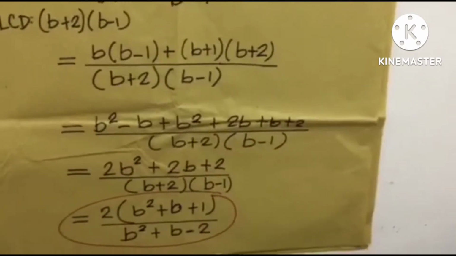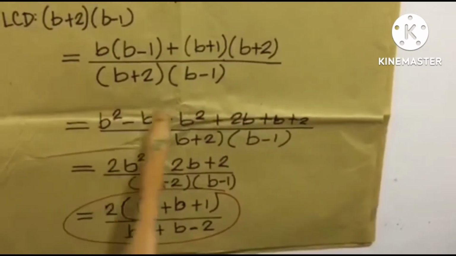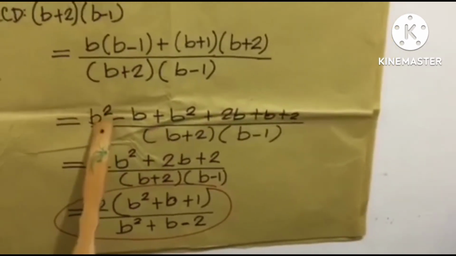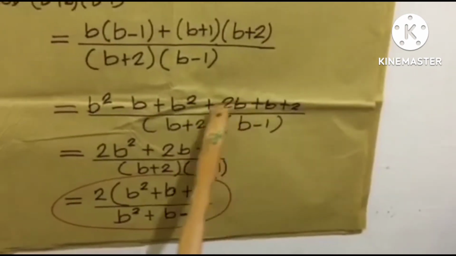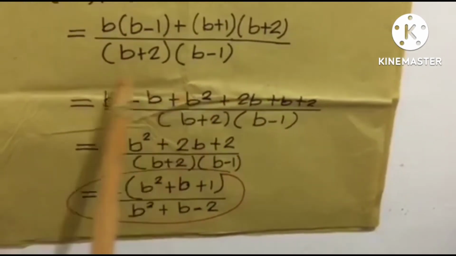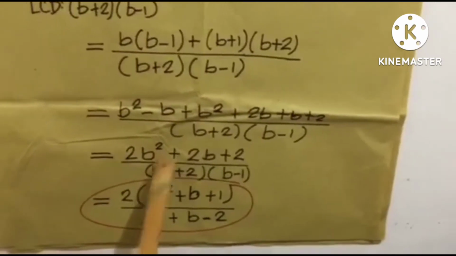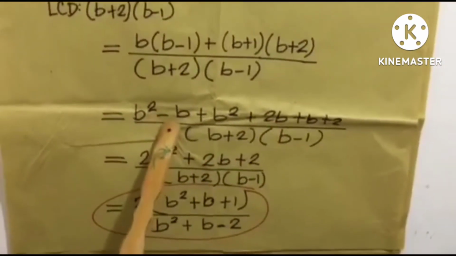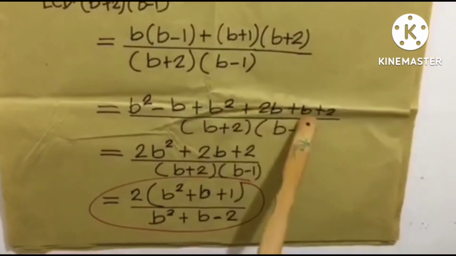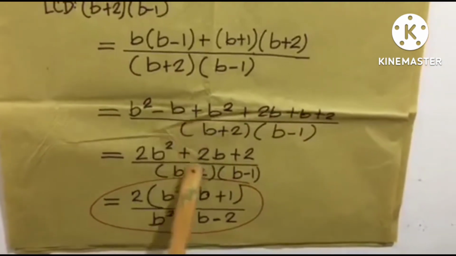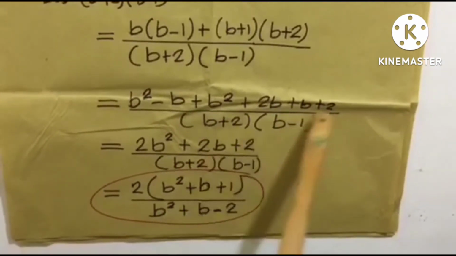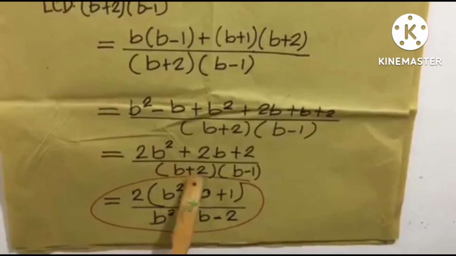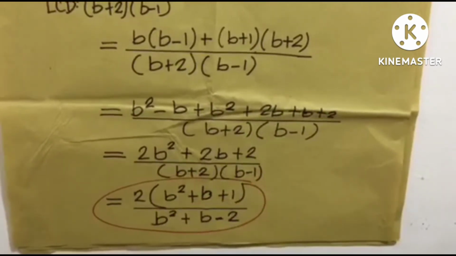The denominator. Then combine like terms: b squared plus b squared, 1 plus 1 equals 2b squared. Positive 2b, negative b, and we have positive b, so 3b minus b equals positive 2b, then copy 2, all over b plus 2 times b minus 1, multiply.